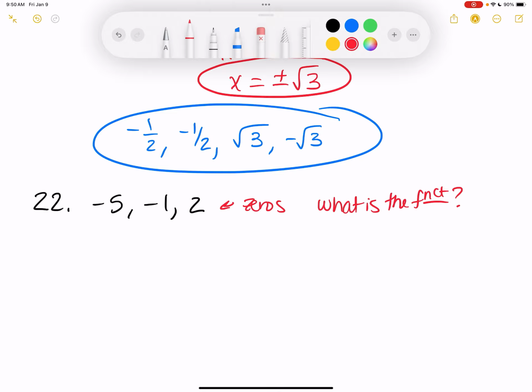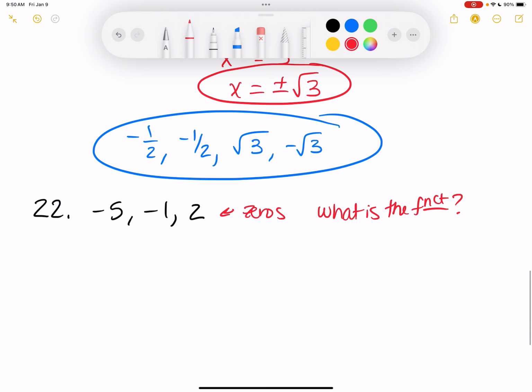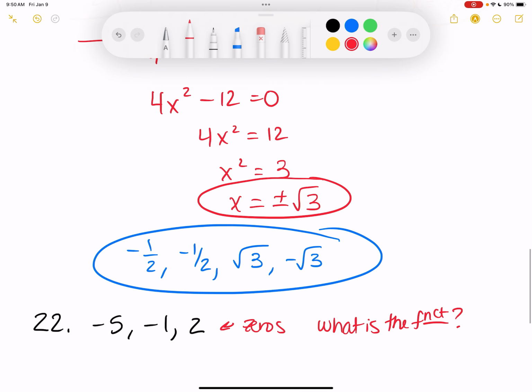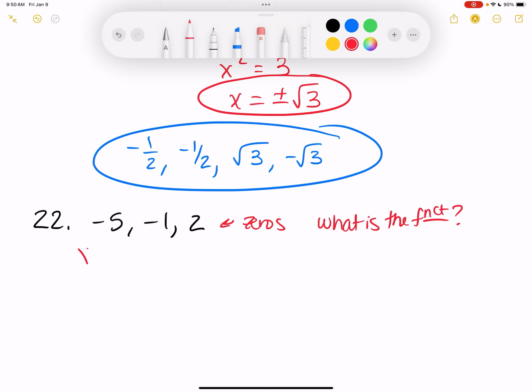So what kind of a function is this going to be? Cubic. A cubic function, okay, because that's 3 zeros. Thanks, Cooper. So these are part of the reason, again, that I was writing these things up here like x equals negative 1/2, so that we can see this. So these zeros are x equals negative 5, x equals negative 1, and x equals 2.